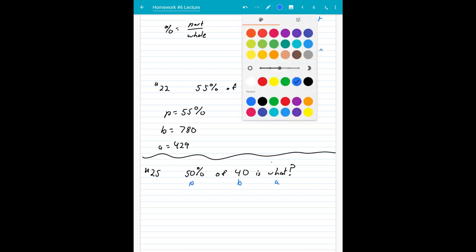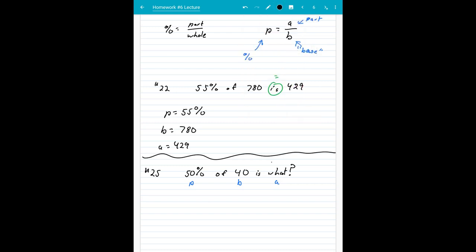So when we set up our proportion, it would be 50%, but we're not going to write 50% as 50%. We're going to change it to a decimal. 50% as a decimal would be 0.50 equals A over 40. And you have yourself a proportion. We learned how to solve these back in the last section where we were solving proportions, right? And we did things like cross multiplication.